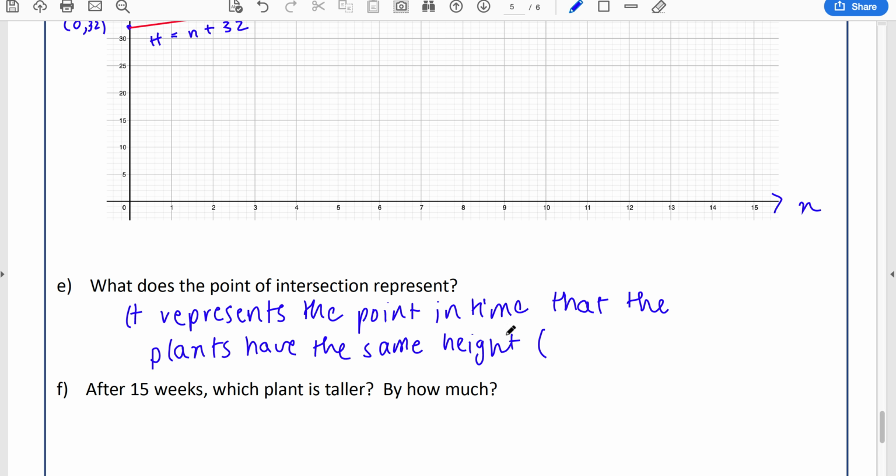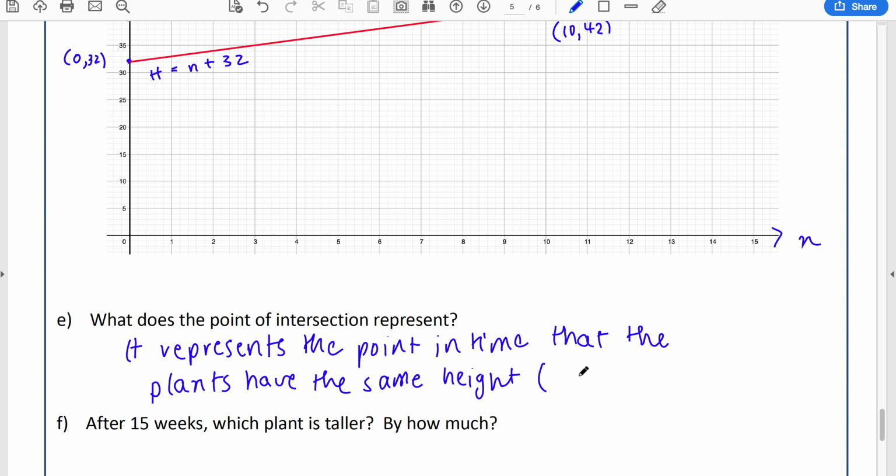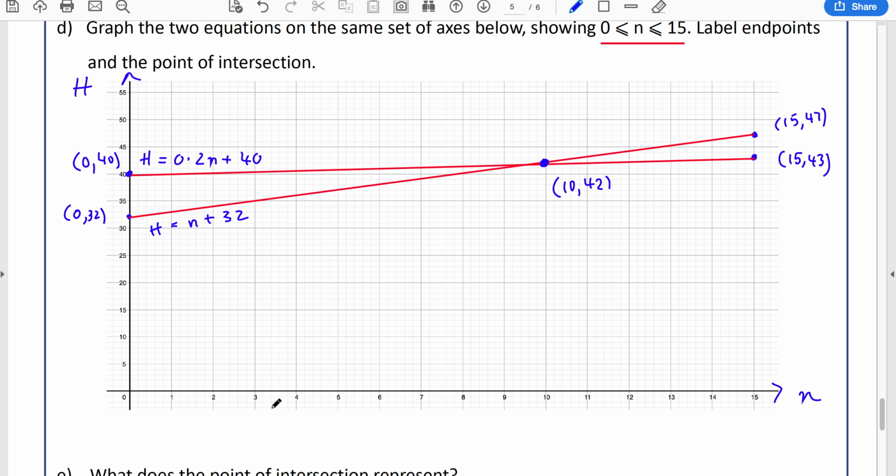So we said what it represents, and then I guess just for more detail, after 10 weeks, they are both 42 centimetres tall. Okay, last one. After 15 weeks, which plant is taller?